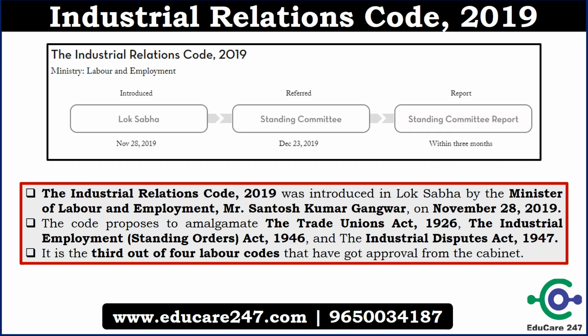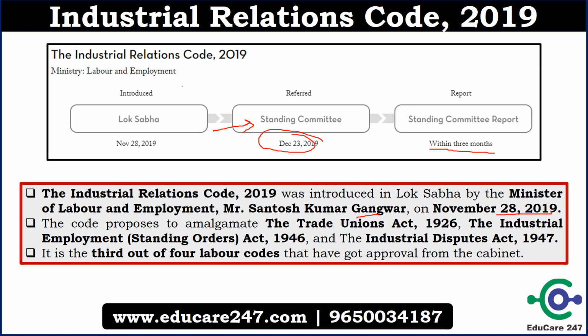Let us understand the Industrial Relations Code 2019. This code was introduced in the Lok Sabha by Labour and Employment Minister Santosh Kumar Gangwar on November 28, 2019. After the introduction, it was referred to the Standing Committee on December 23, 2019. Generally, a Standing Committee submits its report within 3 months. Hopefully, in the ongoing budget session, this code will be discussed and voting will happen on this code.